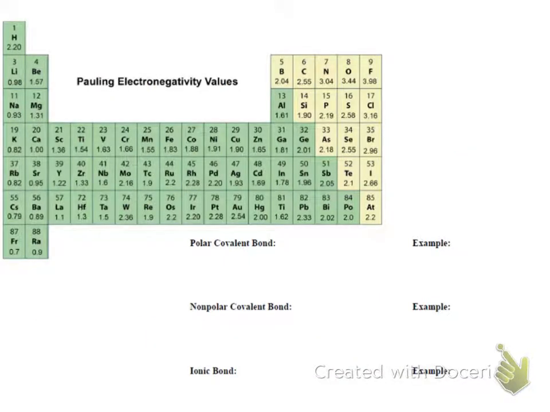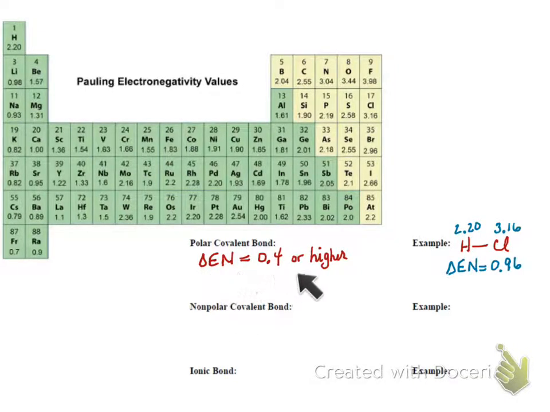So we are going to use this Pauling electronegativity values table, because it has 2 decimal places, so we get a little bit more sig figs. If it's a polar covalent bond, and remember that polar means uneven, the difference is higher. Most books define a polar bond where the difference in electronegativity is 0.4 or greater. An example would be an HCl bond: hydrogen is 2.20, chlorine is 3.16. The difference is 0.96, so it's definitely greater than 0.4, so this would definitely be a polar bond.